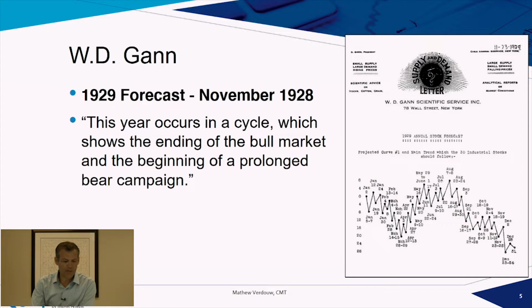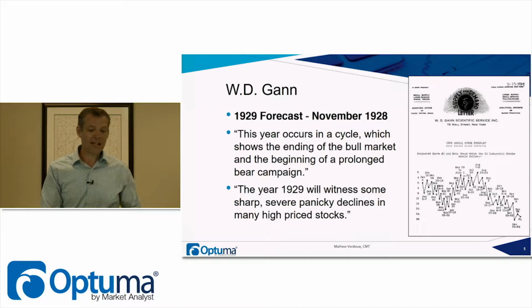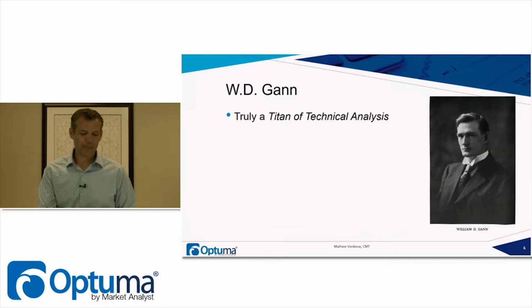He goes on to say that this year occurs in a cycle, shows the end of the bull market and the beginning of a prolonged bear campaign. When we're talking about a 10-year downward bear market, we can give the guy a month leeway either side on that. The year 1929 will witness some sharp, severe, panicky declines in many high-priced stocks. And we all know what happened in 1929. It's quite amazing that he was doing this based on his cycle work and different things like that.